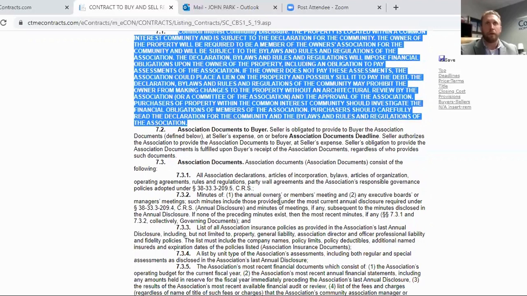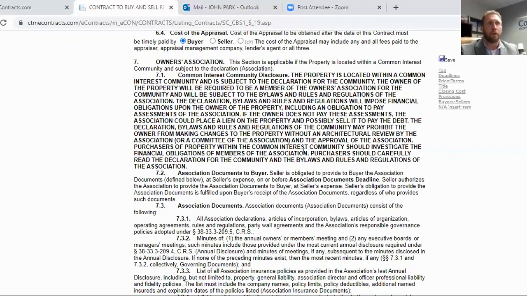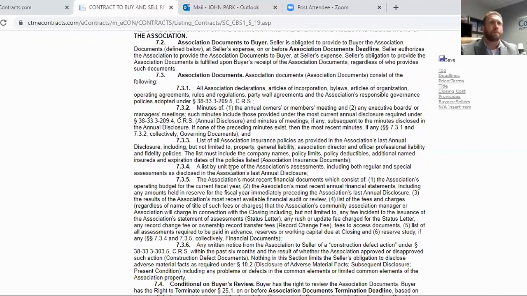Great explanation, and the importance of all caps here, like Pete said, because this is so important to the part of the contract. So let's go to other stuff here. Do you want to cover anything else? The minutes, declaration, articles of incorporation, bylaws. You kind of covered that already.